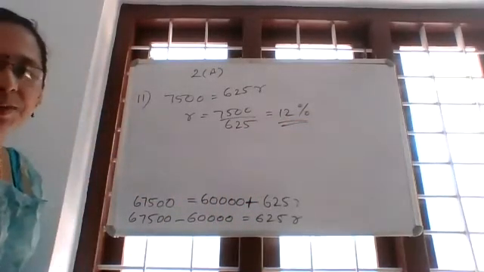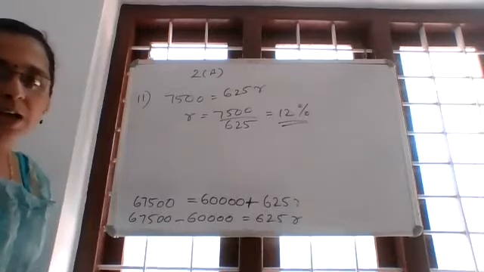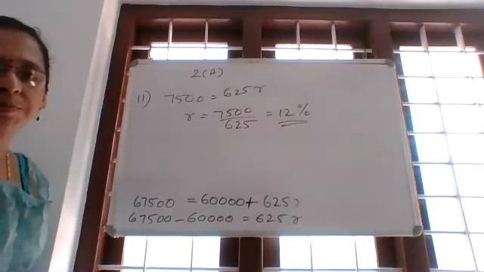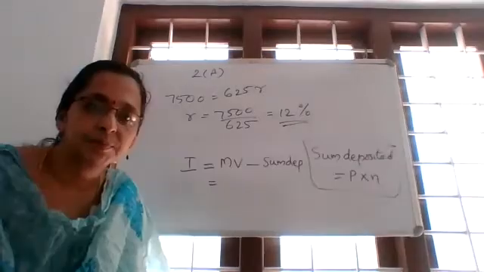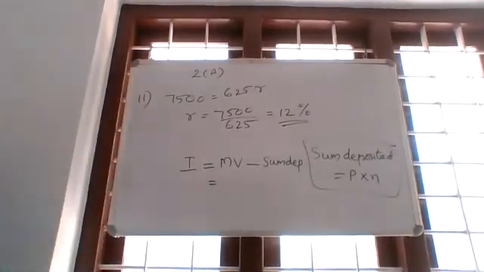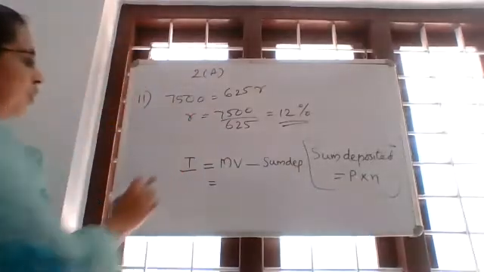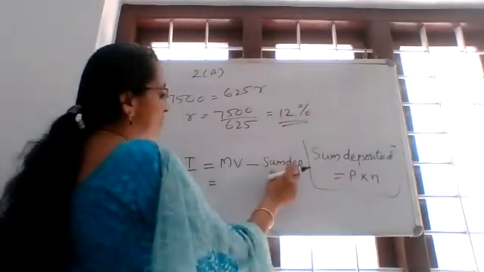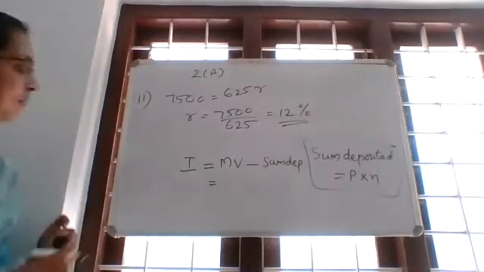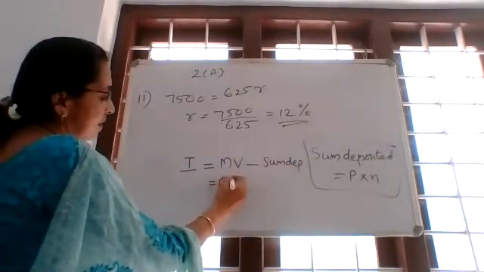Okay. Next, we want to find out I. So how can we do that? Any idea? Tell me. So interest is equal to maturity value minus sum deposited. Here, what is the maturity value? From the question, 67,500.